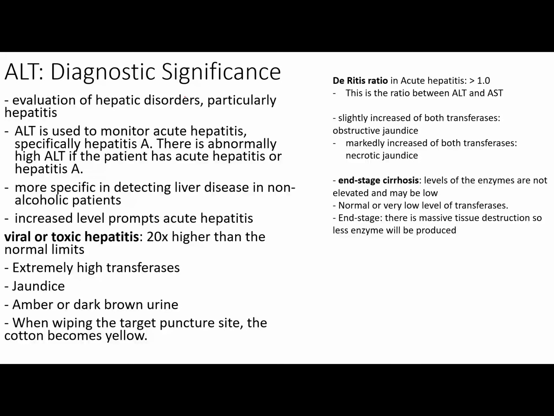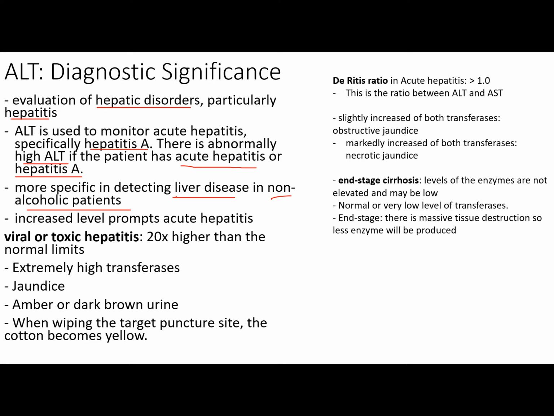Now, what's the diagnostic significance of ALT, class? Usually for hepatic or liver disorders, especially hepatitis. ALT is used to monitor acute hepatitis, especially hepatitis A. There is abnormally high ALT if the patient has acute hepatitis or hepatitis A. It is more specific in detecting liver disease in non-alcoholic patients.